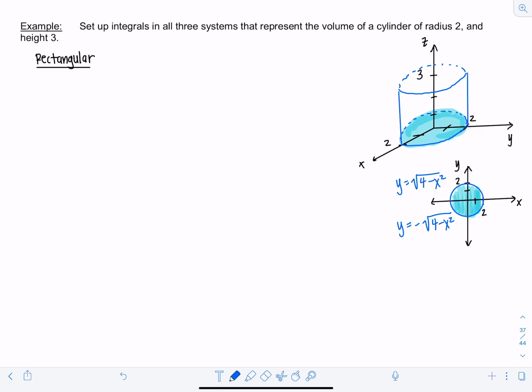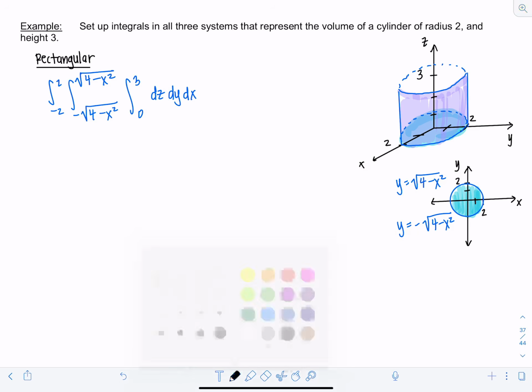So here we go. So limits for x, those are going to be my constant limits on the outside from negative 2 to 2. Y is going to be bounded below by negative root of 4 minus x squared, above by positive root of 4 minus x squared. And then z, what is z bounded between? We'll just look here at our solid. So z starts at 0, stops at 3, right? That's it. Just constants are bounding it, 0 to 3. So this is dz, dy, dx. All right, cool. Not too painful. Now let's try cylindrical.